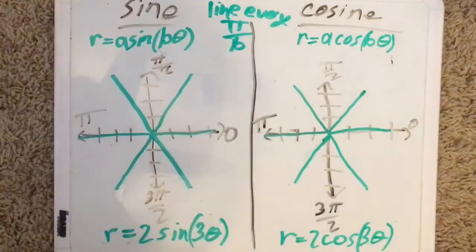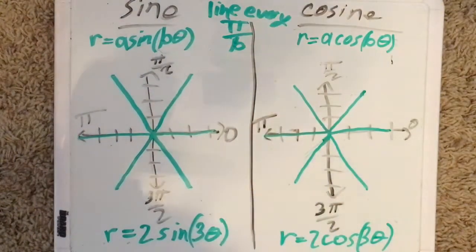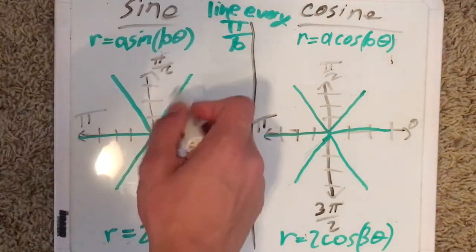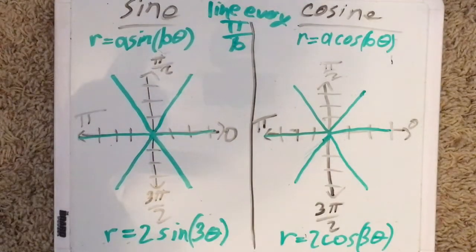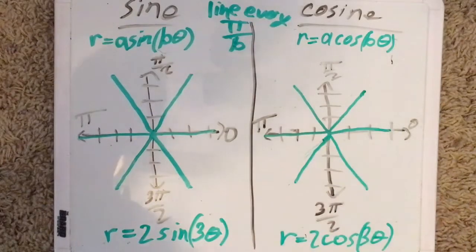The second step is where the difference comes in. If it's a sine graph, you're going to draw your rose petals in between these lines, and if it's a cosine, you're going to draw them on the actual lines.